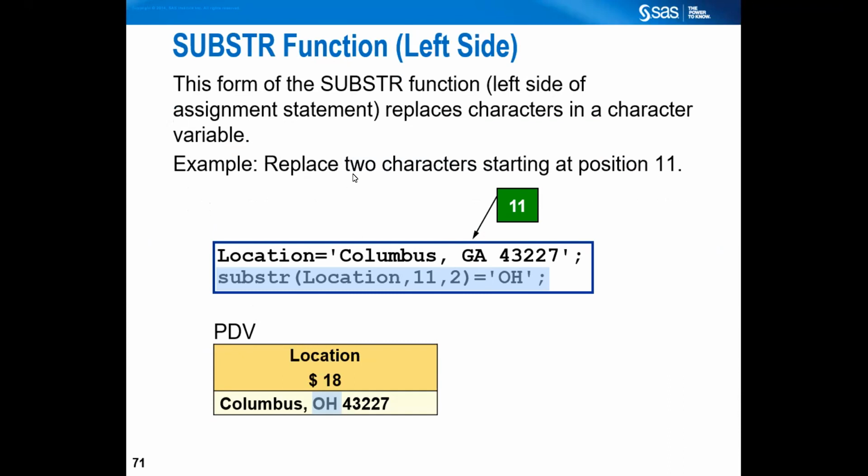For example, replace 2 characters starting at position 11. Look here. You have the value of a column, suppose location: Columbus, comma, space GA, space 43227. You are using the substr function, which is written to the left side of your equal to sign. You're telling it in location, from the 11th position, 2 places have to be replaced with OH. So it will result in this value in your location column. Got it now, how the substr left function is working? It's used for replacing characters or character substrings in your data. All right?